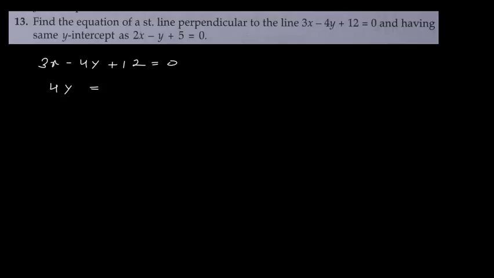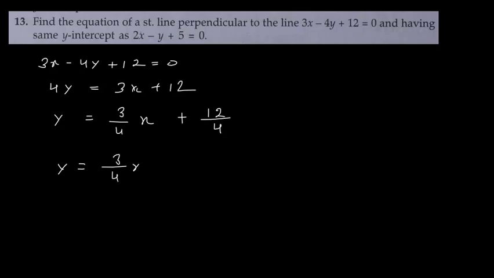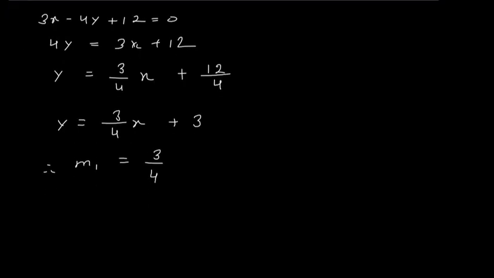From here let us first find the slope. 4y is equal to 3x plus 12, and y is equal to 3 divided by 4 times x plus 12 divided by 4. So y is equal to 3 divided by 4 x plus 3. Therefore m1 equals 3 divided by 4.